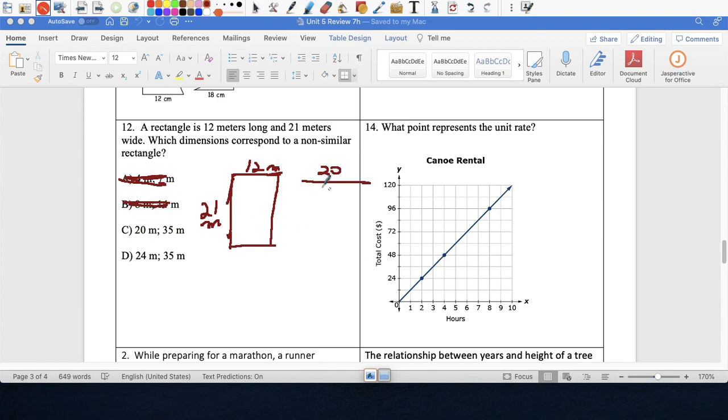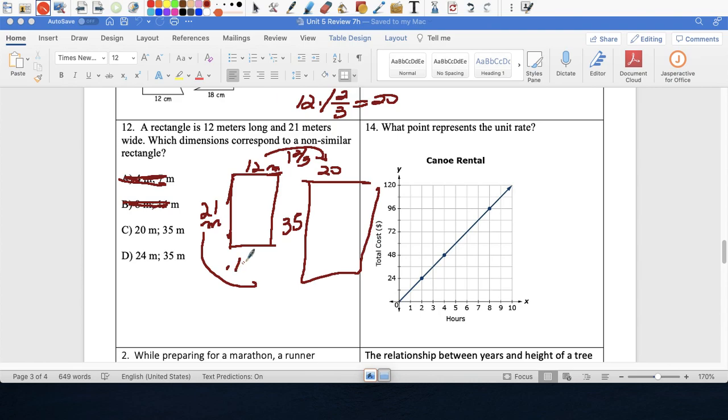So going 20 over here, and 35 going this way. It looks like it's 1 2/3. So if I multiply 12 times 1 2/3, you get 20. So going this way, you multiply by 1 and 2/3. So if I multiply 21 by 1 and 2/3 as well, and get 35, then 21 times 1 and 2/3, I get 35. So this is also similar.